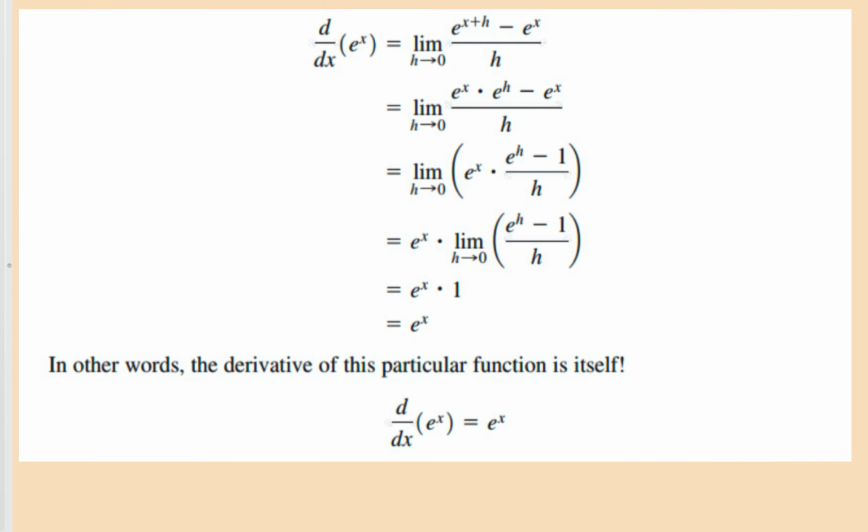We're going to figure out the derivative of e to the x. We go ahead and use the definition of a limit. I go ahead and use my exponential rules. I'm going to factor this out. Factoring it out gives me this, and now I have a limit of a product. It's a product of limits. This is the limit I asked you to remember. That becomes 1, and we get e to the x. So in other words, the derivative of this function is itself. The derivative of e to the x is e to the x.